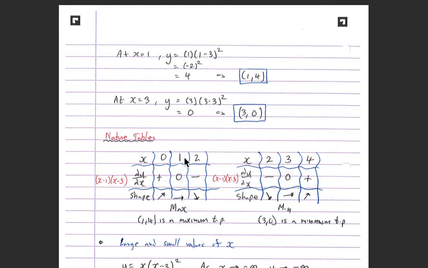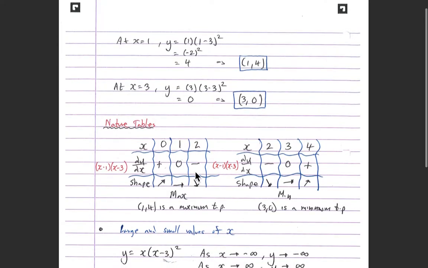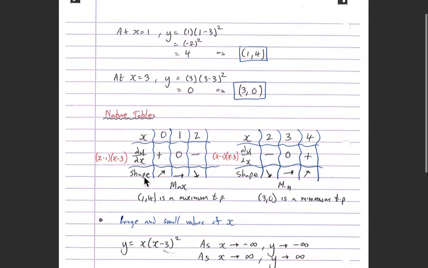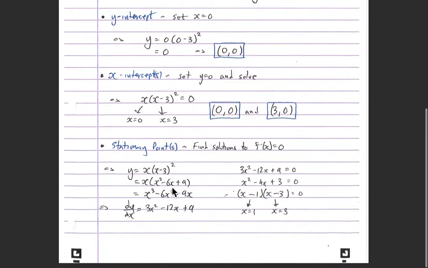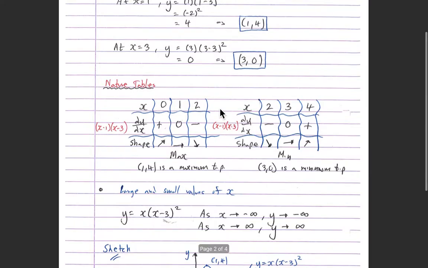For each stationary value, we need a nature table. And this is very important that we set this out carefully. We need two distinct nature tables for each of the stationary values. And we start with x, then we have dy by dx, and then the shape of the curve. And it's useful to put the derivative in factorised form on the left-hand side. So remember, this was the derivative here, but in factorised form, it looked like this. So I'm going to put that alongside my nature table so that I don't have to keep looking back at it. For the stationary value of 1, we want something before 1, we'll go for 0, and something after, we'll go for 2.